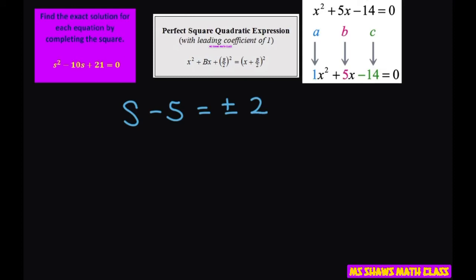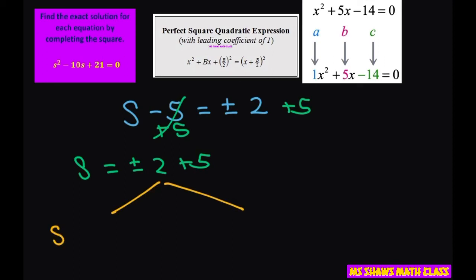Now let's add 5 to both sides of the equation. So that's going to zero out. You get s equals plus or minus 2 plus 5. So let's split that up. That's going to give us s equals 2 plus 5 and s equals negative 2 plus 5. This gives us 7, and this is going to give us 3.